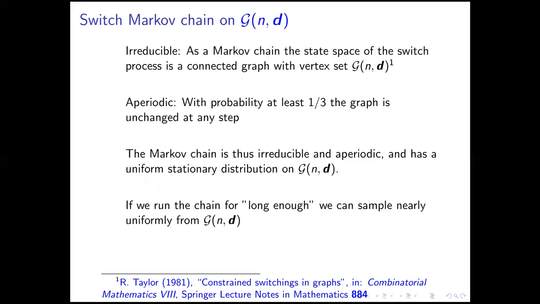Okay, so a few facts about switch Markov chains on fixed degree sequence graphs. They're irreducible. It was proved by Taylor in 1981 that you can get from any graph to any other graph in the space. They're aperiodic because, as we mentioned, with probability at least a third, you don't change at any step. And so a Markov chain which is irreducible and aperiodic has a stationary distribution, and switches satisfy detailed balance, so the distribution is uniform. So if we run the chain for long enough, we can sample nearly uniformly from the space of fixed degree sequence graphs.